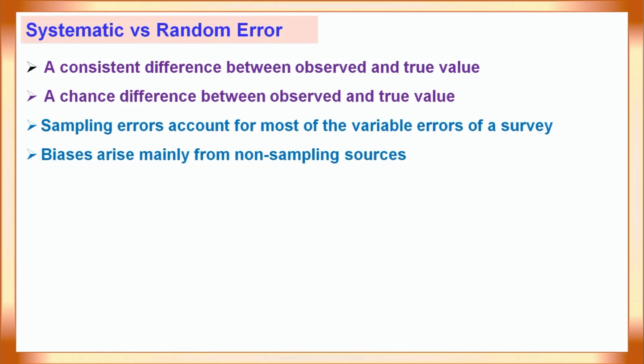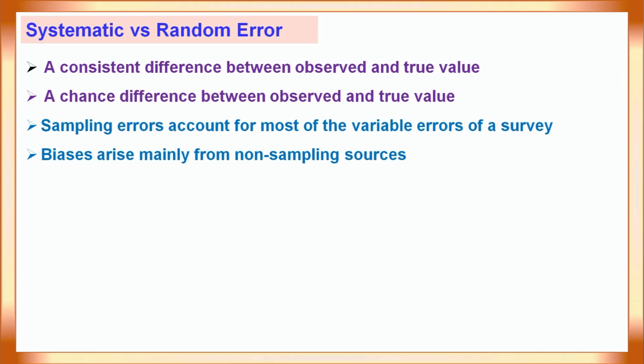Before we conclude, we have to know about the two properties of error, which are known as systematic and random error. Systematic error is basically a consistent difference between the observed and true value, and random or chance error is the chance difference between the observed and true value.